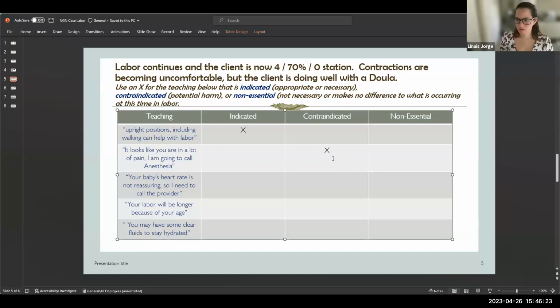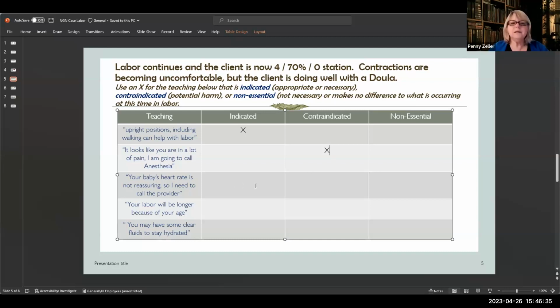Indicated, if his heart rate's not good. I think it's indicated. Okay, well, indicated, contraindicated, maybe it's the wording. I don't think I would use non-reassuring with a client. I would probably say the baby's heart rate's a little lower than what I really like to see it. I'm going to contact the provider.